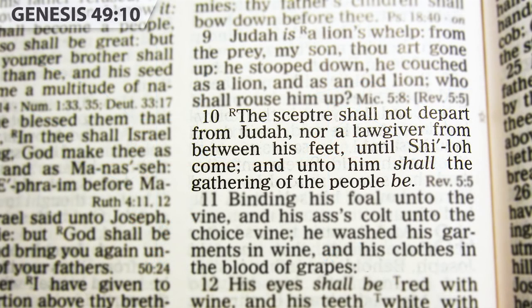Genesis 49:10: The scepter shall not depart from Judah, nor a lawgiver from between his feet, until Shiloh come, and unto him shall the gathering of the people be. The scepter shall not depart from Judah. This is the main condition of this whole prophecy. And our understanding of what the scepter is will help us have a better understanding of the prophecy.